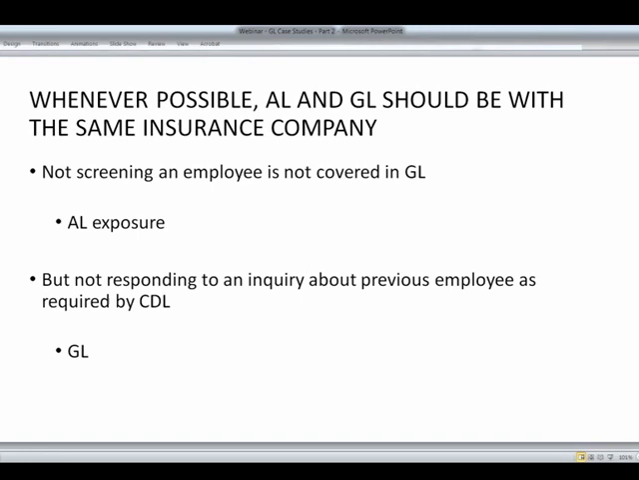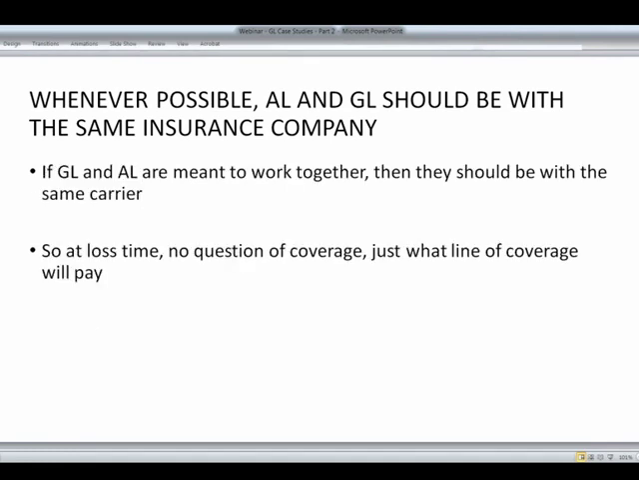Not screening an employee is not covered under GL properly. It's auto exposure. But if there is no response to an inquiry about a previous employee and that information is not divulged, and therefore hiring was done, and it would not have been done if they knew it, then that becomes GL. If GL and auto are meant to work together, then they should be with the same carrier. So at loss time, there's not a question of coverage, just what line of coverage will pay.